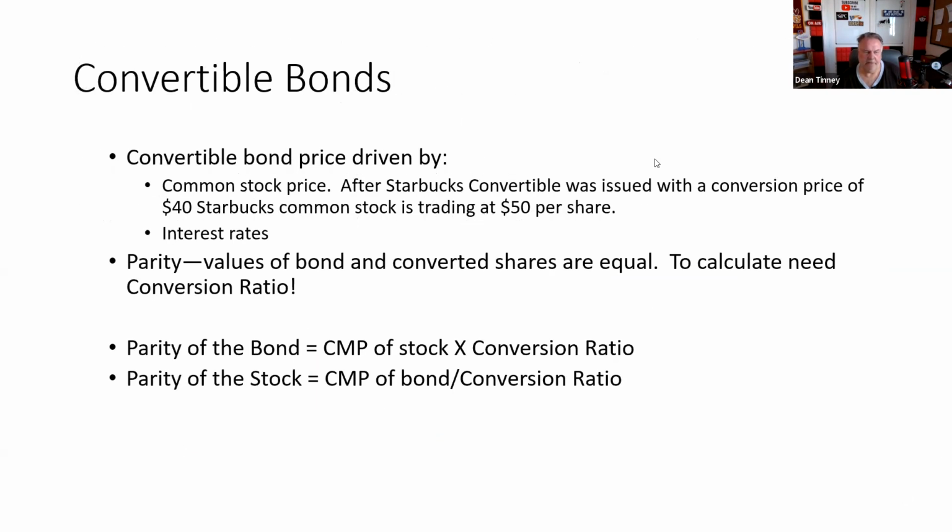Okay, what you're definitely going to have to do is parity. You can't be fumbling around with how to calculate parity. Either parity of the stock or parity of the bond. Parity means equal. Parity of the bond is when it's equal to the current market price of the stock times the conversion ratio. Parity of the stock is when the stock is equal to the current market price of the bond divided by the conversion ratio. You can't be fumbling around.